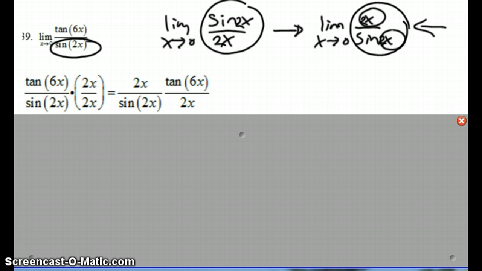So the first thing I did was I said, well, if I want 2x to be in the numerator or the denominator, I have to put it there. It's not there now. Right now I've got sine of 2x, but if I just want plain old 2x, I have to multiply both top and bottom by 2x.